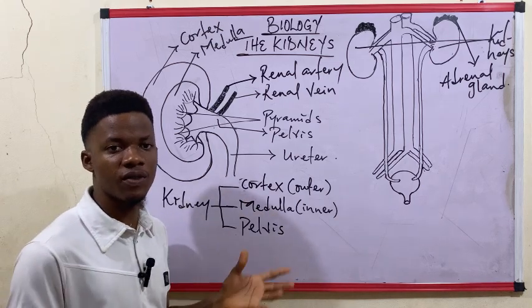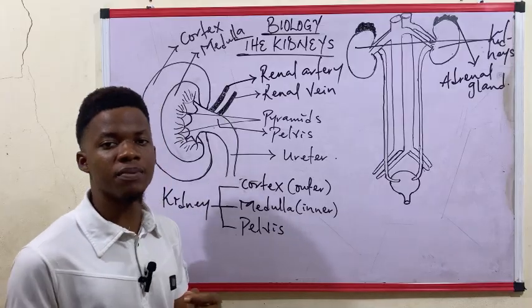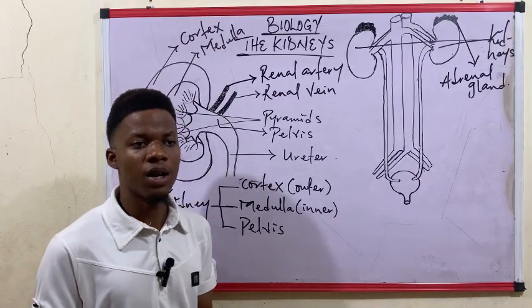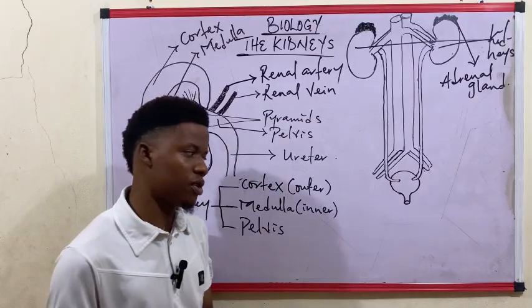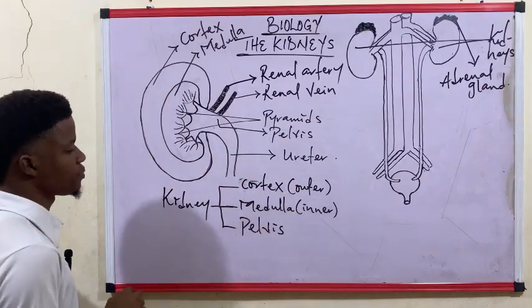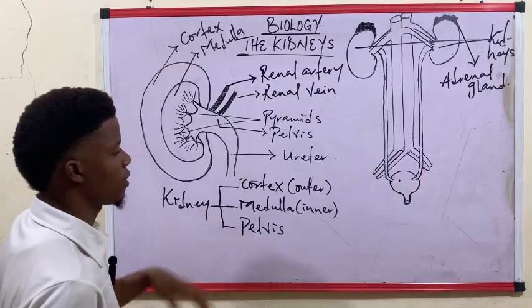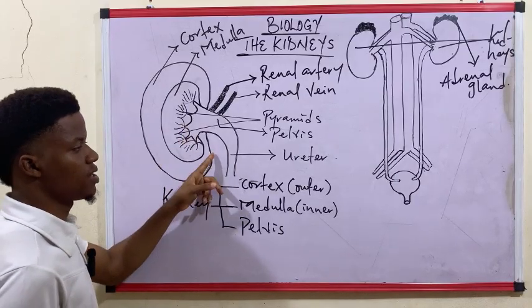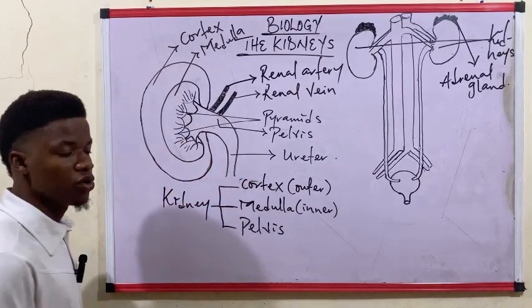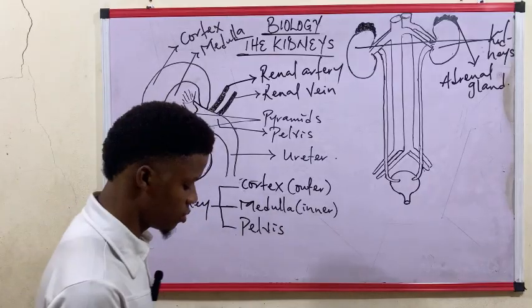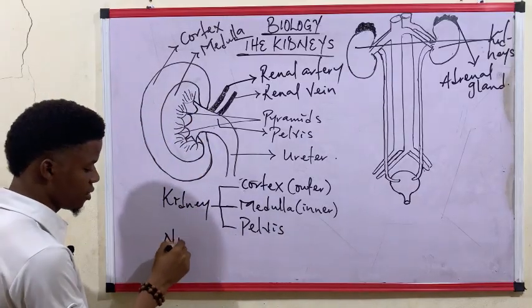Now I'm going to explain more about the cortex and what is going on in the cortex region in my next biology video lesson, where we are going to be discussing the nephron. That is all for this. Then immediately after the kidney, you get your ureter.